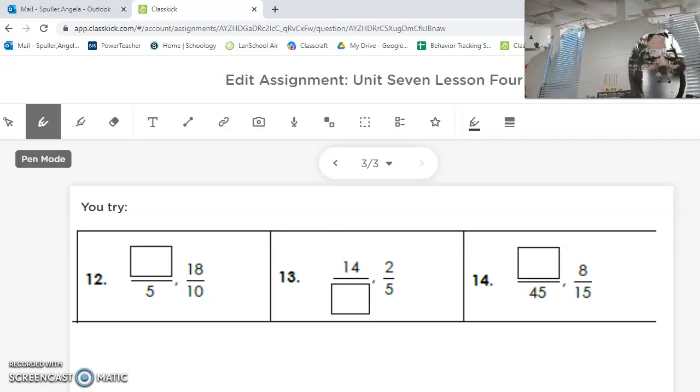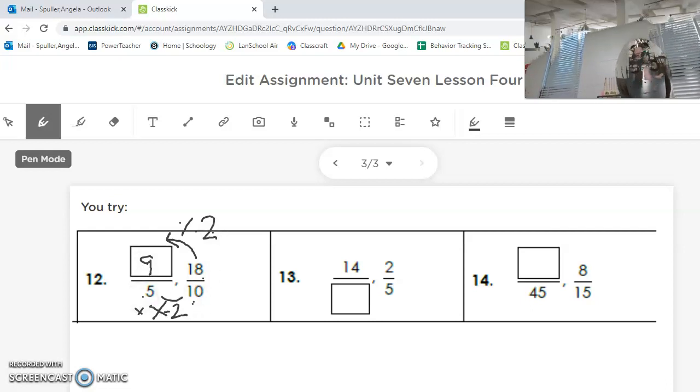Okay, for 12, you should have said 5 times 2 is 10. Now, we're going backwards. We're making it smaller, right? This way made it bigger, so this way. So if I multiplied by 2, I have to divide now by 2, so 18 divided by 2 is 9. So think about it. 9 times 2 became 18. If I went from 10 to 5, I would have divided.